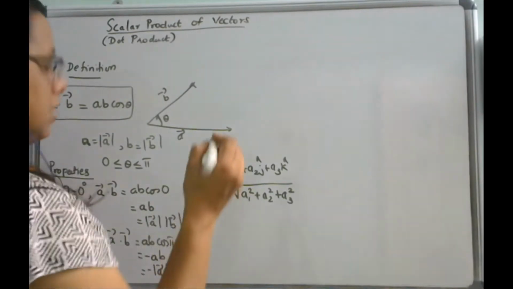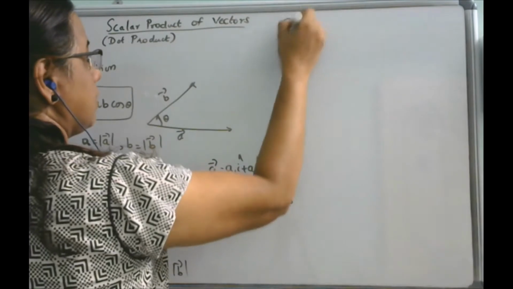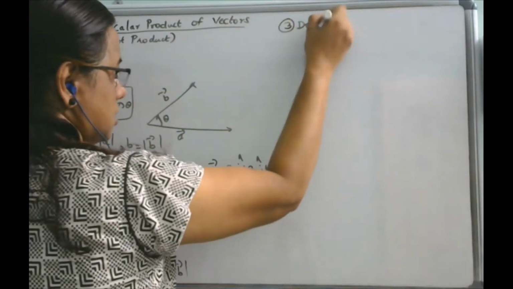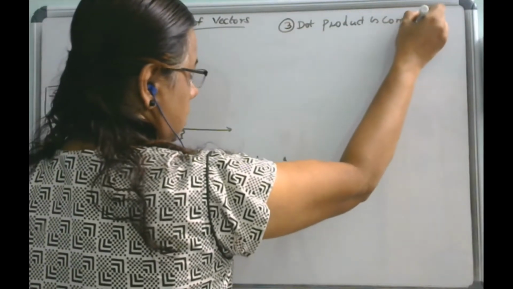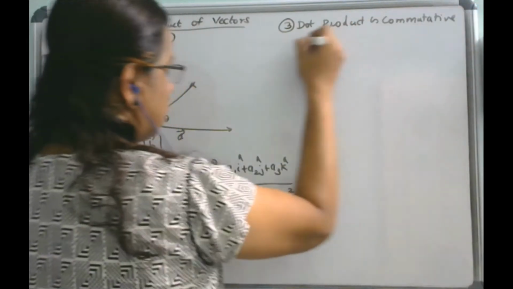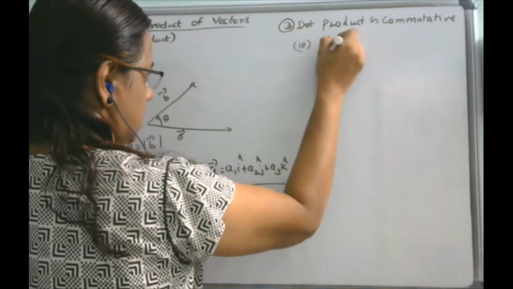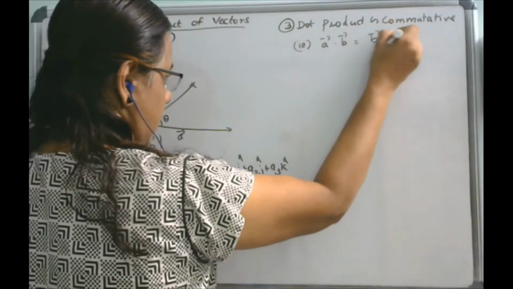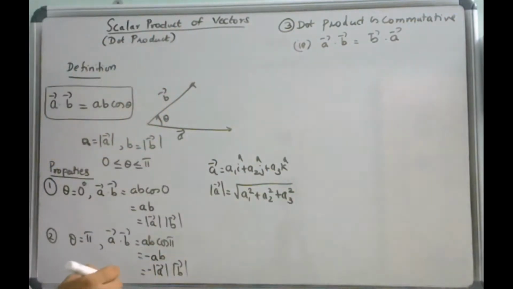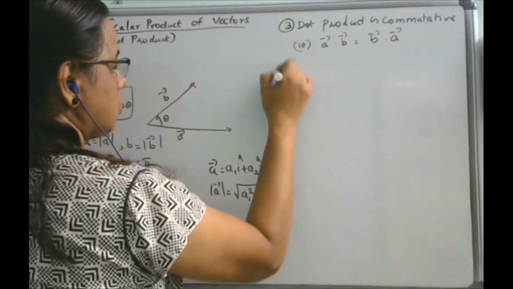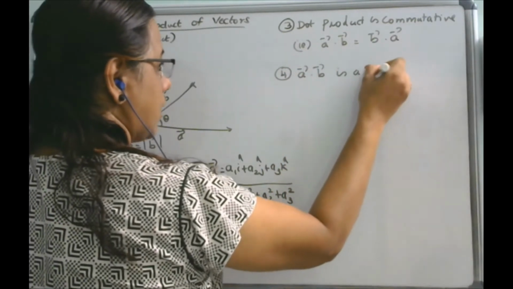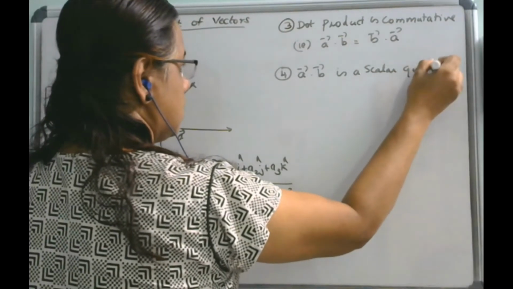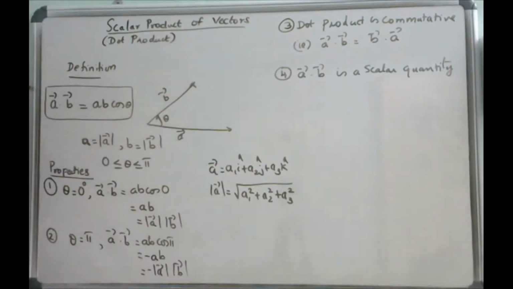Then thirdly, the main important property which you learn is that dot product is commutative. Dot product is commutative. That is, a dot b is equal to b dot a. Now, the fourth property which you have to know is that this a dot b value is a scalar quantity. The value which you get out of this a dot b is a scalar quantity. Is it not like that?